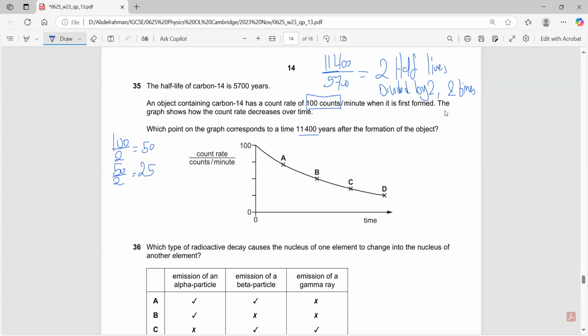From the graph, this is 100. Can I plot the other points? Yes, 75, 50, and 25. So if we draw a line from 25, it would reach D. 2 half-lives. You divide it by 2, how many times? 2 times.